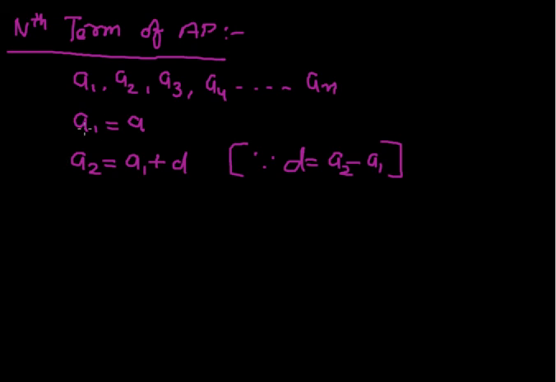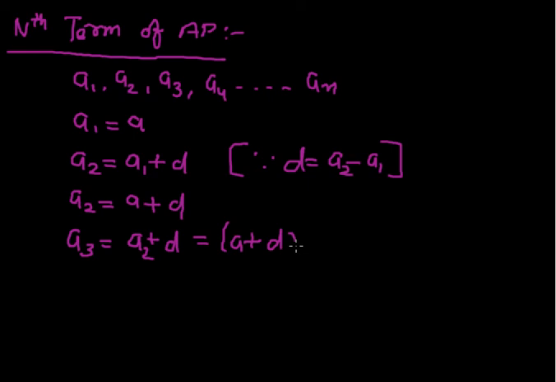Now we have seen A1 is equal to A, that means A2 can also be written as A plus D. Simply, if I add the common difference to the first term, I would get A2, the second term of AP. Similarly, we can proceed to the third term. A3 would be what? A2 plus D, and A2 is equal to how much? We have got A plus D, so the value of A3 would become A plus 2D.